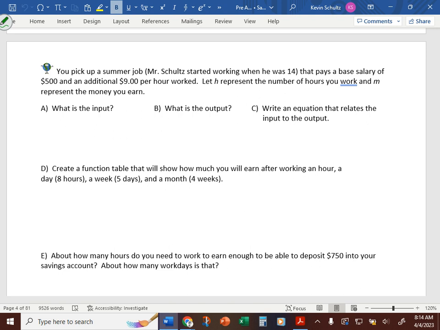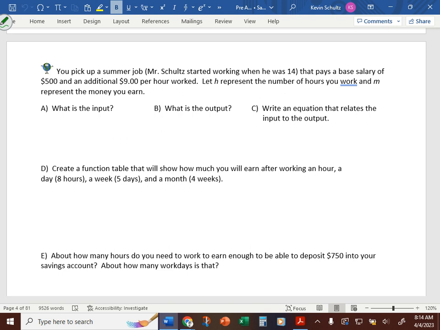14 years old. Pay the base salary of $500 and an additional $9 per hour worked. Okay? So a base salary would be kind of like, for you sports folks, like a signing bonus. You get that just for showing up, right? But then you also earn $9 per hour that you work. Let H represent the number of hours and M represent the money that you earn. Again, what is the input, what is the output, and then what's that equation that relates the two things, okay?